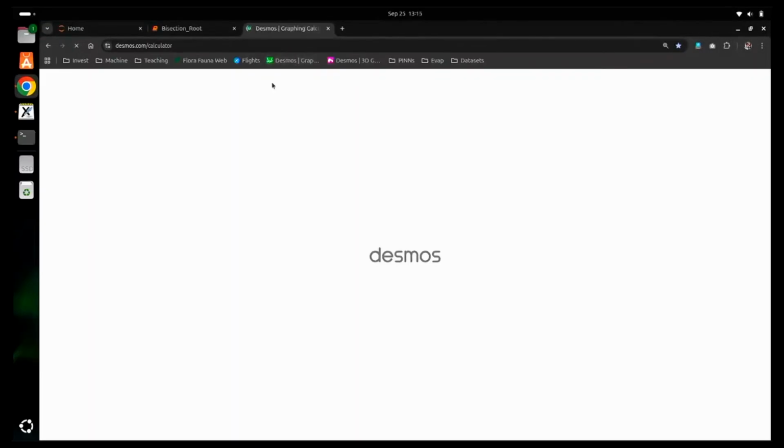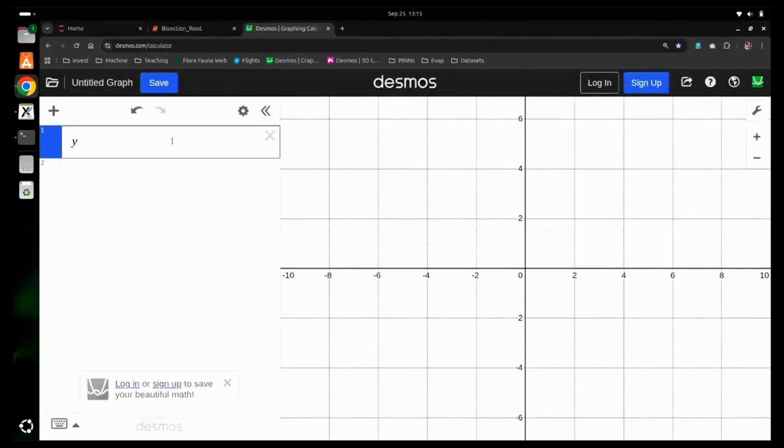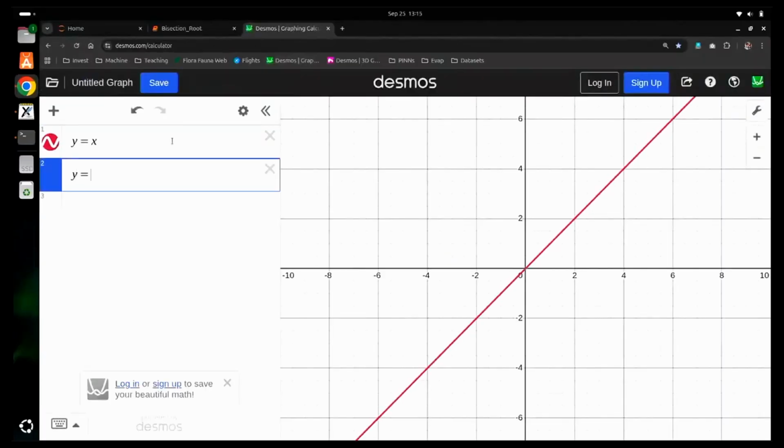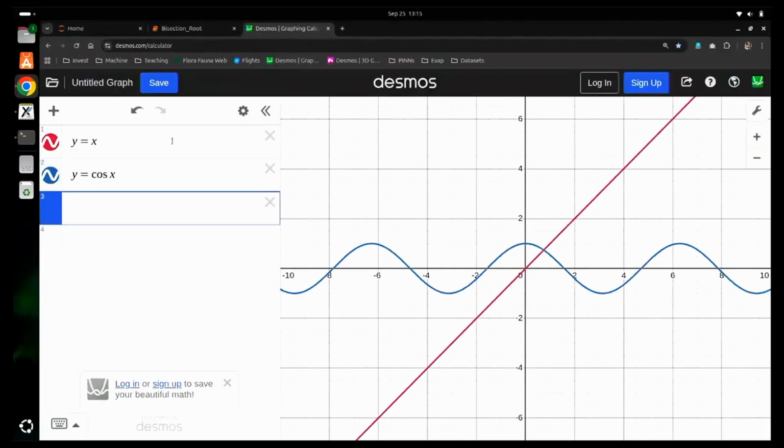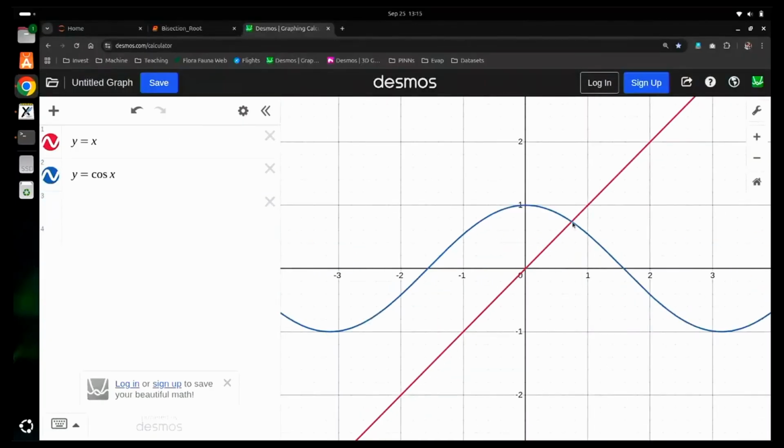What one can do is to go to a graph plotter, type in y equals x, type in y equals cosine x. So what do we mean by x equals cosine x? The intersection. So there's only one solution. The solution is 0.739 something. Observe that. So x equals cosine x means the intersection point of the two graphs there. So that's one way you can solve.